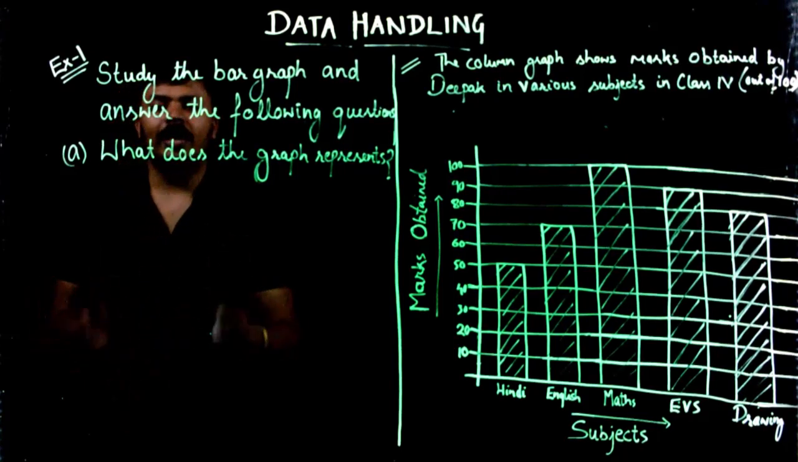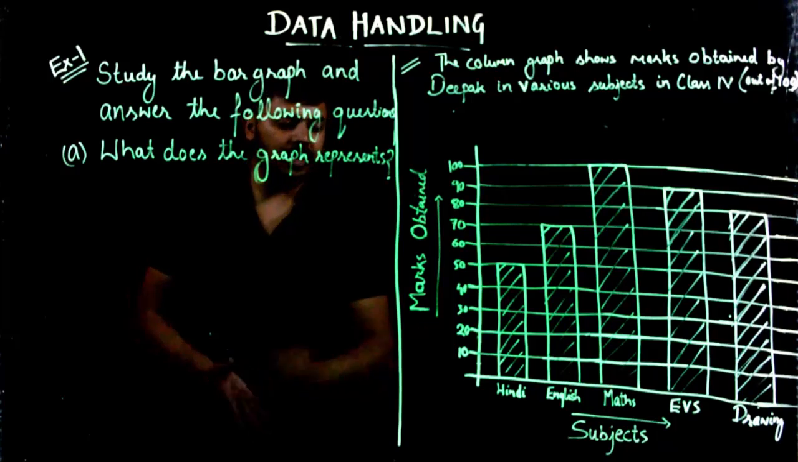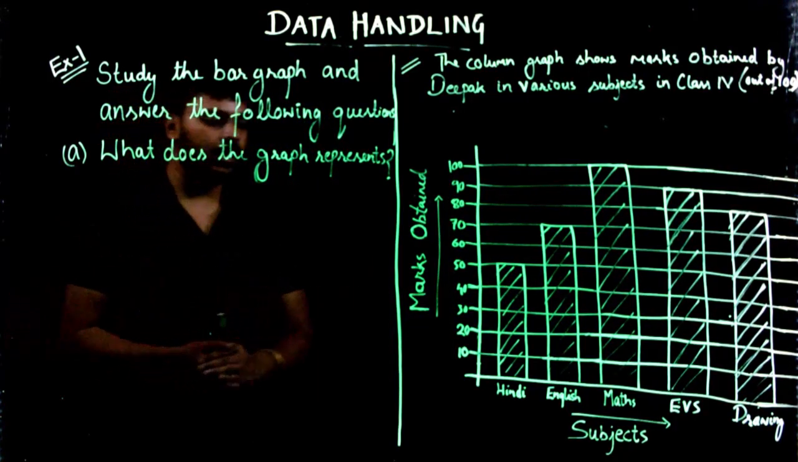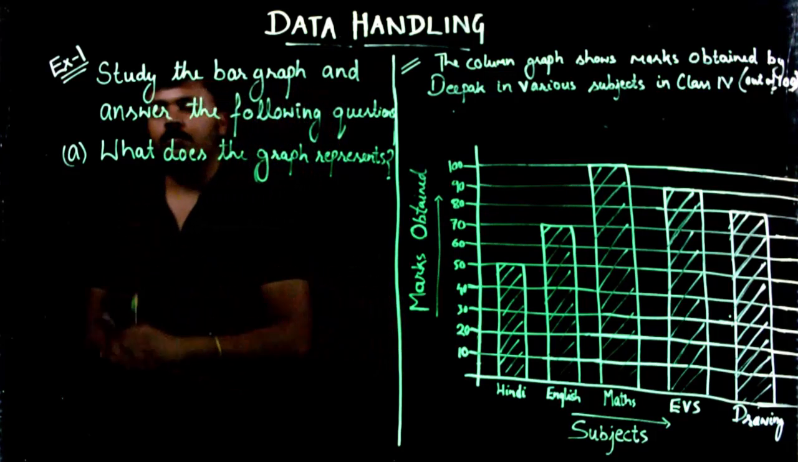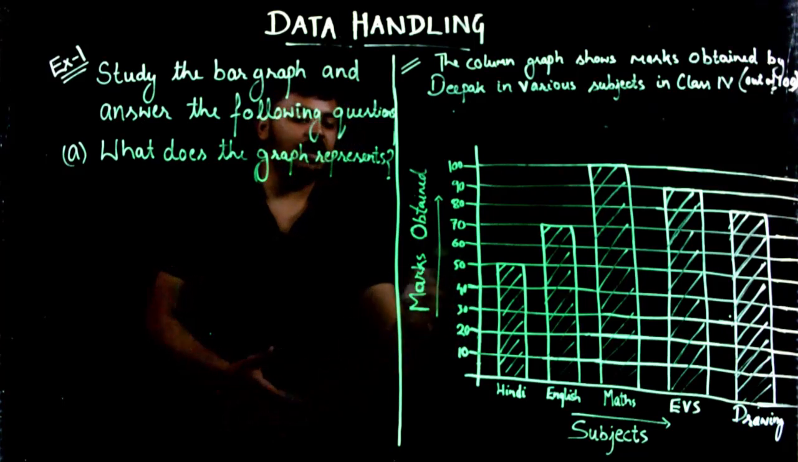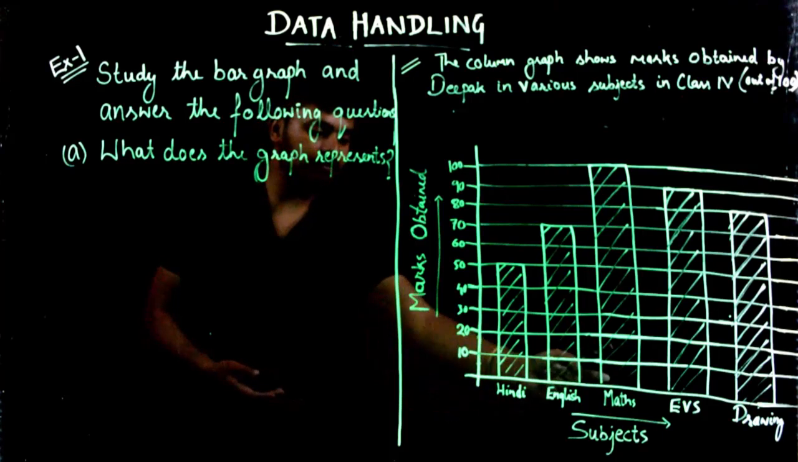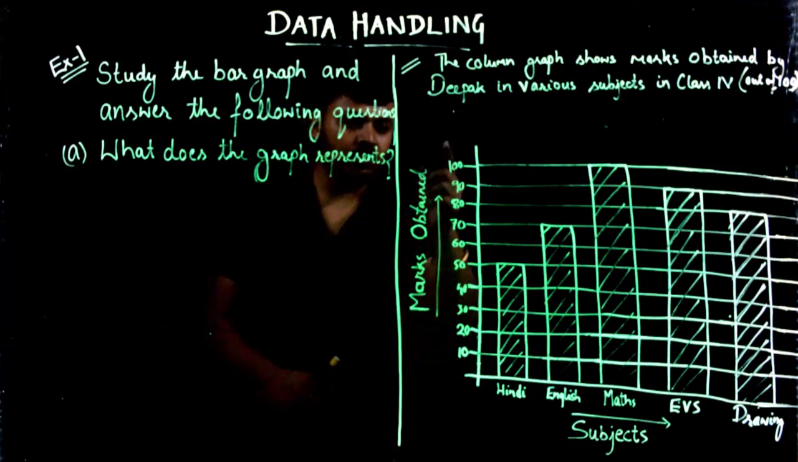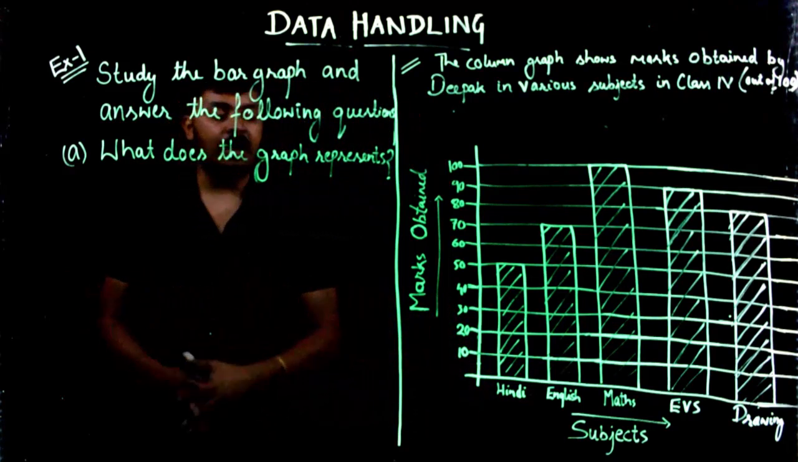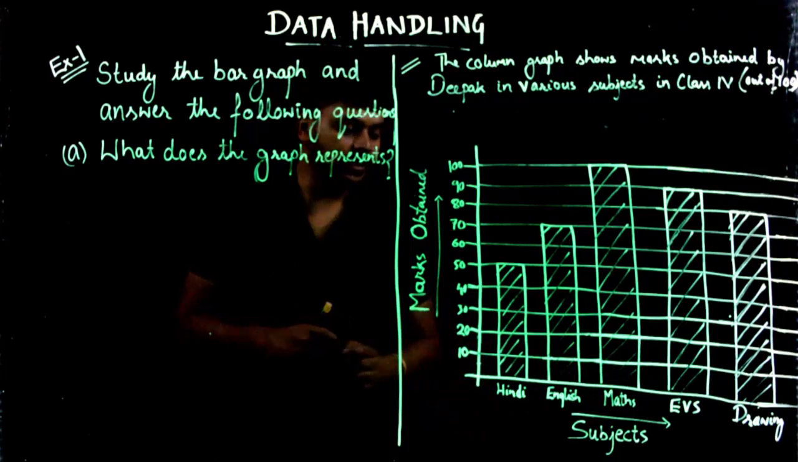So students, now let's look at example number 1. Study the bar graph and answer the following question. Here we are given a bar graph and we have to answer the questions related to the graph. So let's move to our first question. What does the graph represent? So here the bar graph represents the marks obtained by Deepak in various subjects, as these are marks from 0 to 100, and here the subjects are mentioned. So we can say that the graph represents the marks obtained by Deepak in various subjects.